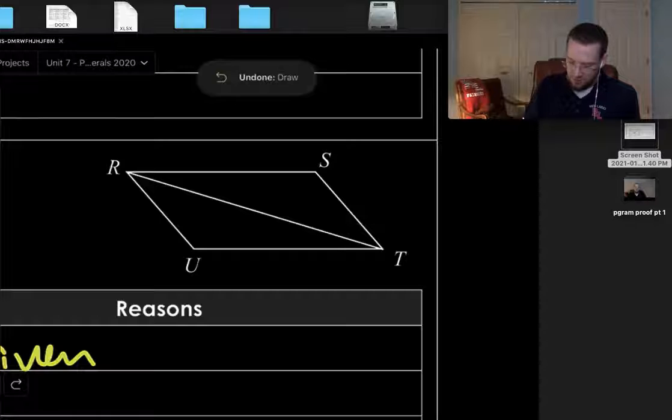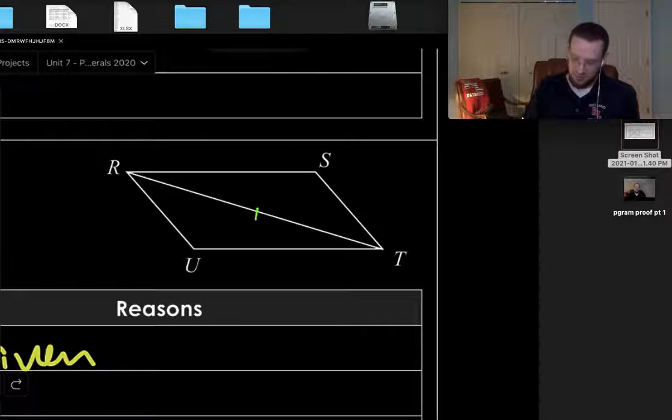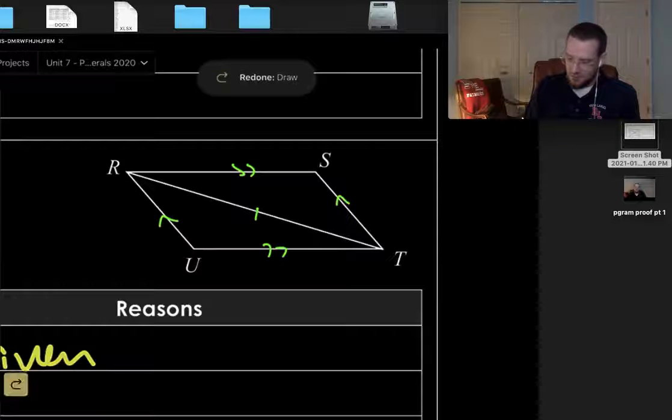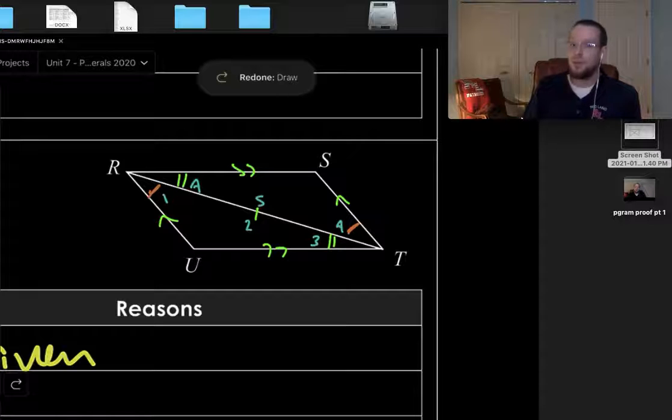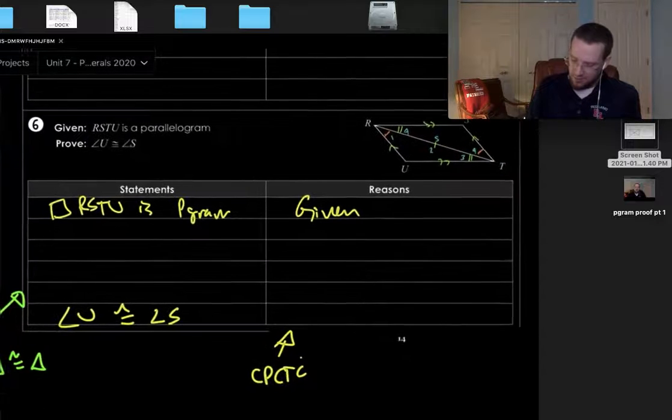Let me just go through this again. This is a parallelogram. Well, first of all, we have a shared side, right? So this is going to be either reflexive or symmetric property. It's a parallelogram, so both sides are parallel. If things are parallel, then we know we have alternate interior angles. If we have these pairs of alternate interior angles, then as we're looking at this, we have 1, 2, 3, angle, side, angle. So that's what I'm going to go through here and write down. So let's just go through it and do this proof.